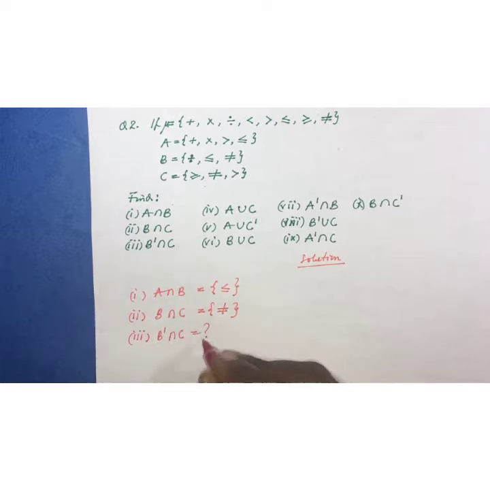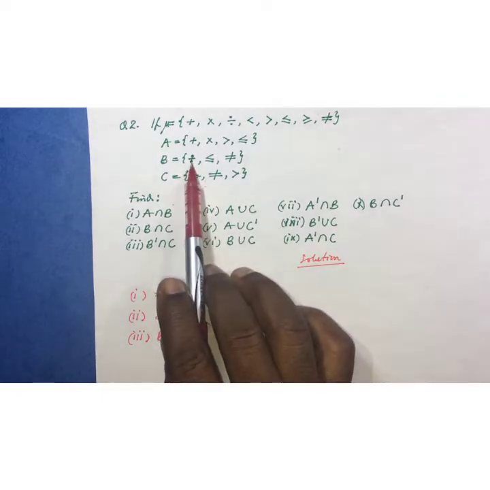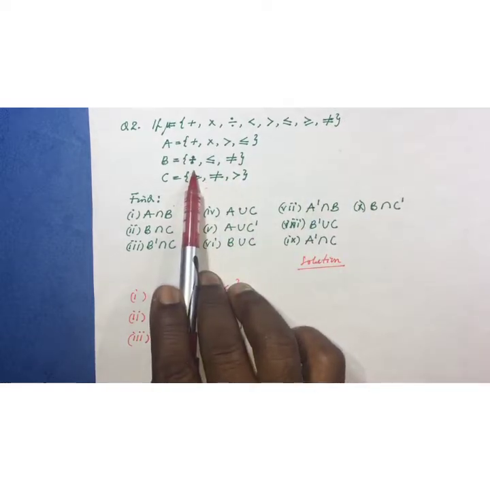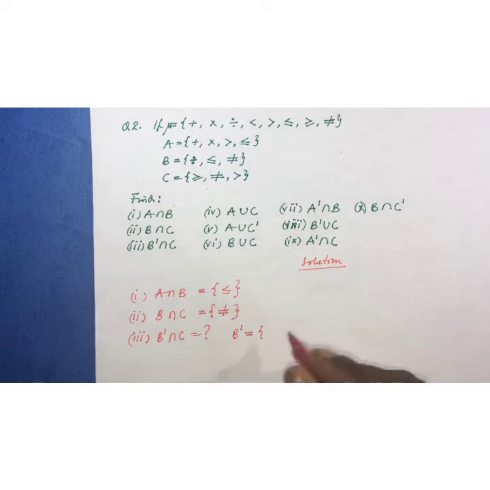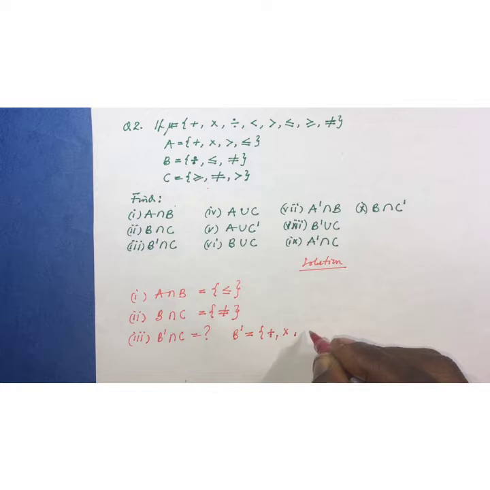So I'm going to put a question mark here and then obtain B complement first of all. So B complement will be the symbols you find in the universal set but not in B. So what symbols do you find in the universal set but not in B? I'm going to write them out. In the universal set, you have addition, which is not found in B. You have multiplication, which is not found in B.